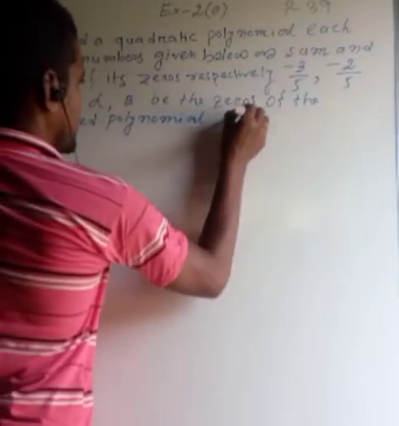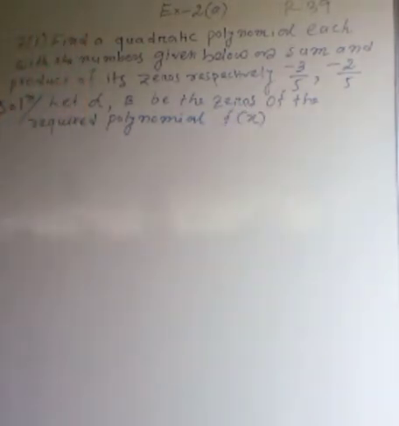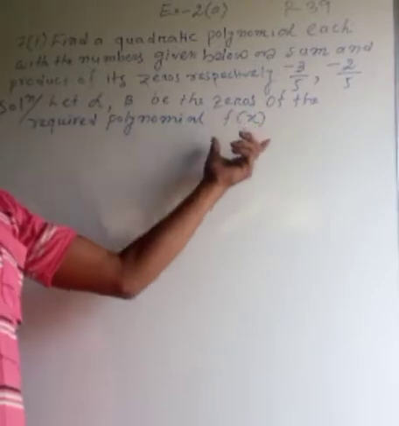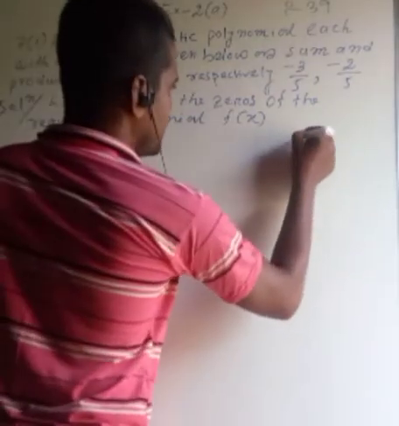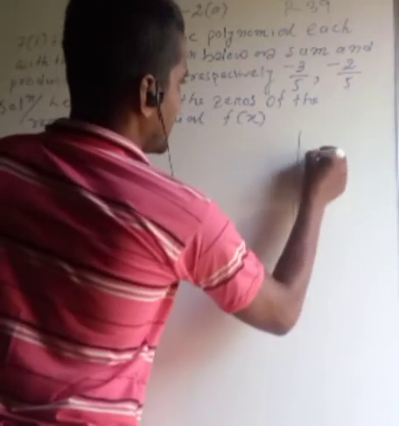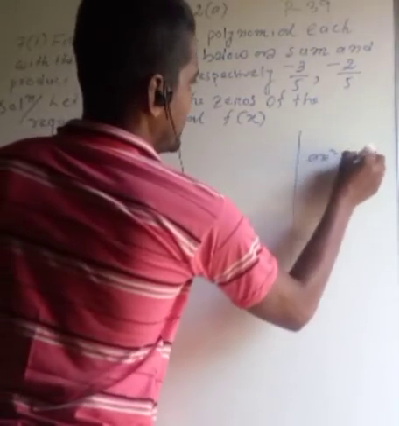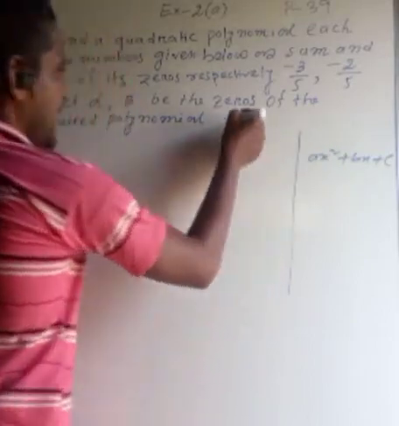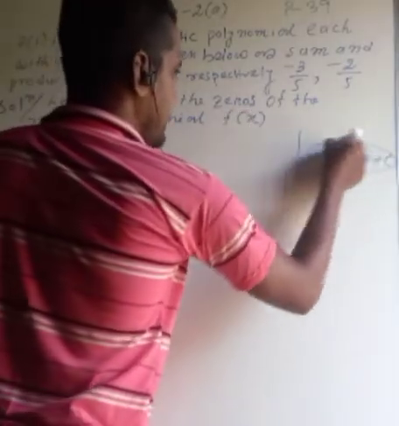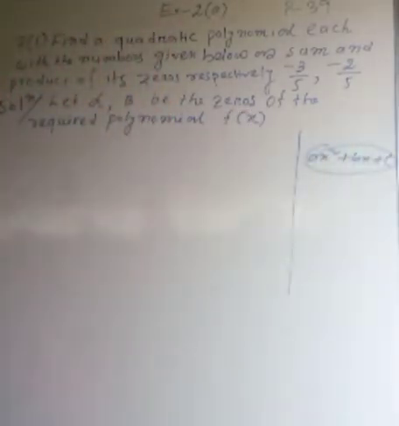Of f(x). What is f(x)? The f(x) value we have to find. f(x) means the function of x. It means we have to find a quadratic equation. That equation may be like this: ax square plus bx plus c. So the f(x) value should be like that: ax square plus bx plus c.